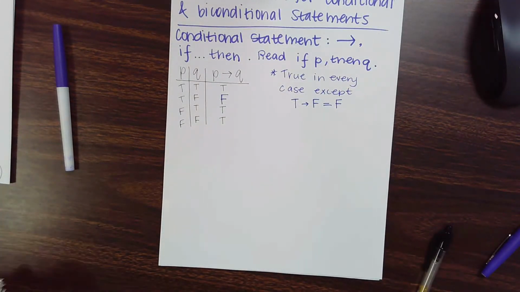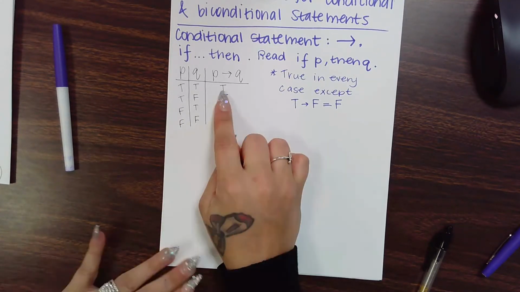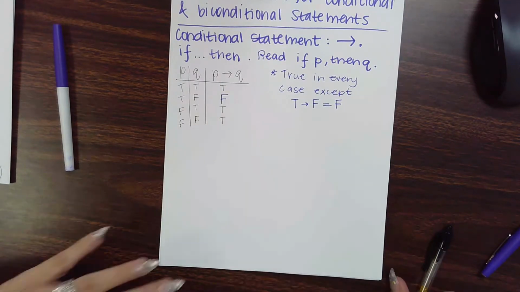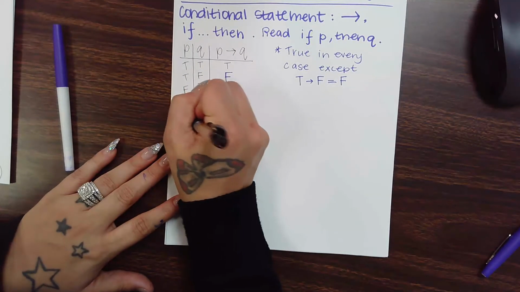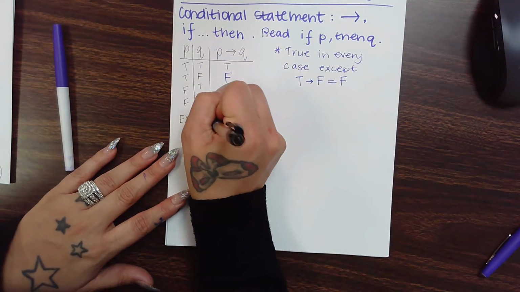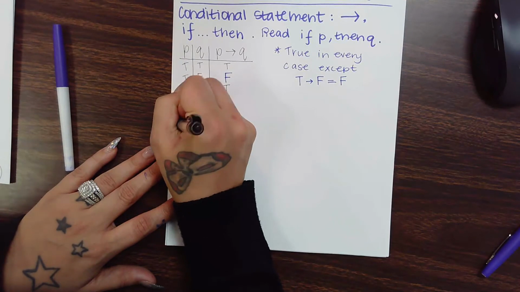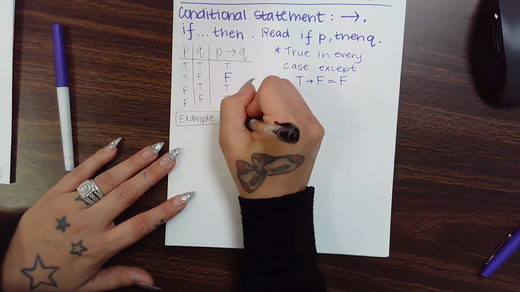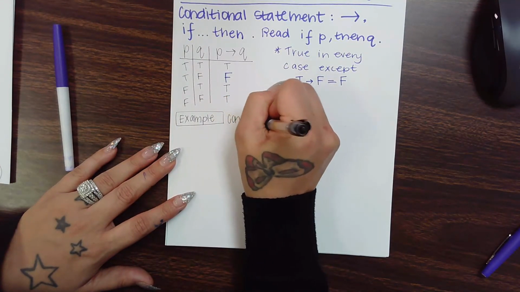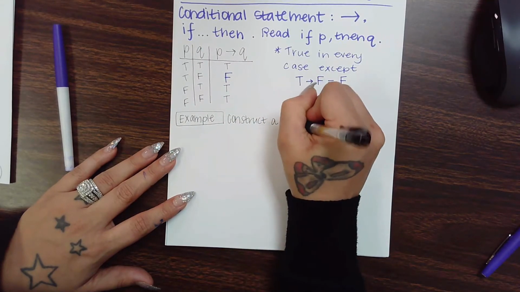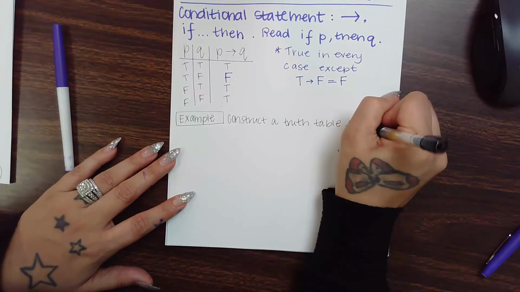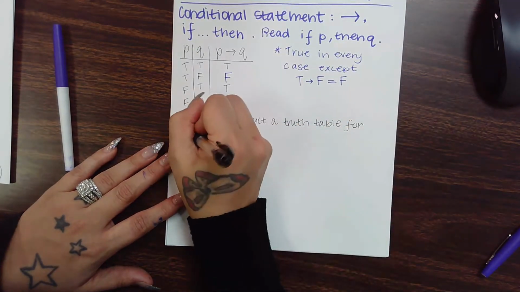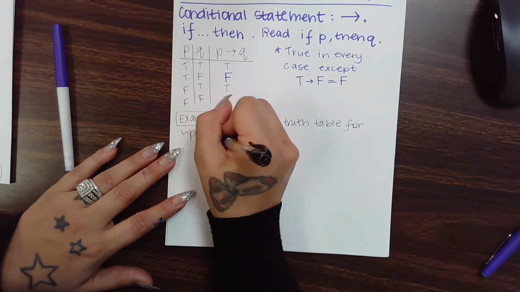Okay, now we could actually construct a truth table that's slightly different than this truth table right here. Okay, so we're just going to go ahead and say example. Construct a truth table for not P, then not Q.